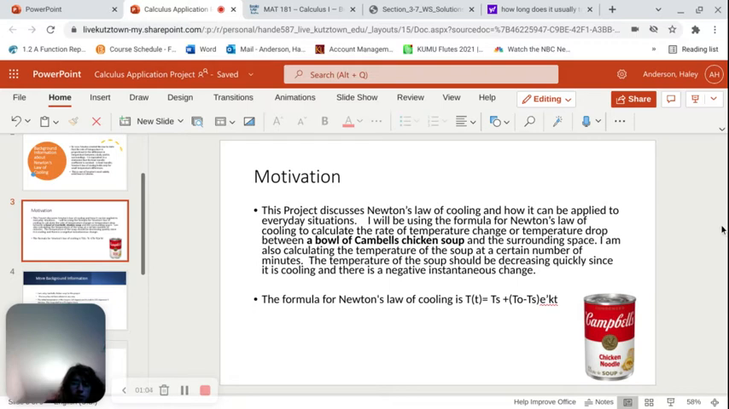The formula for this law is T prime of t equals T sub S plus (T sub 0 minus T sub S) times e to the kt.